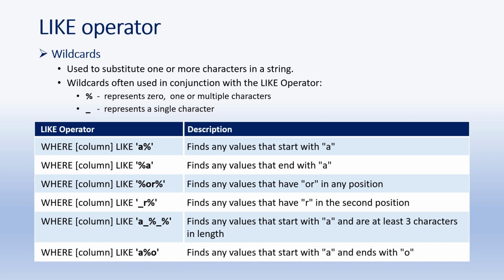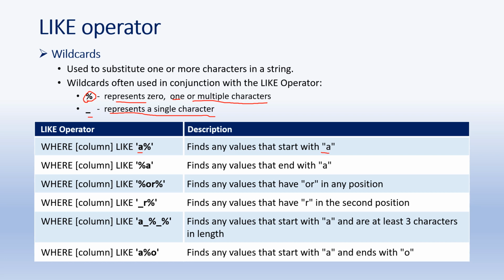For the like operator, a wildcard is used to substitute one or more characters in a string. Wildcards are often used in conjunction with the like operator. The percentage sign represents 0, 1, or multiple characters. Underscore represents a single character. So from here you can see if we put A in front of the percentage, you can find any value that starts with A.